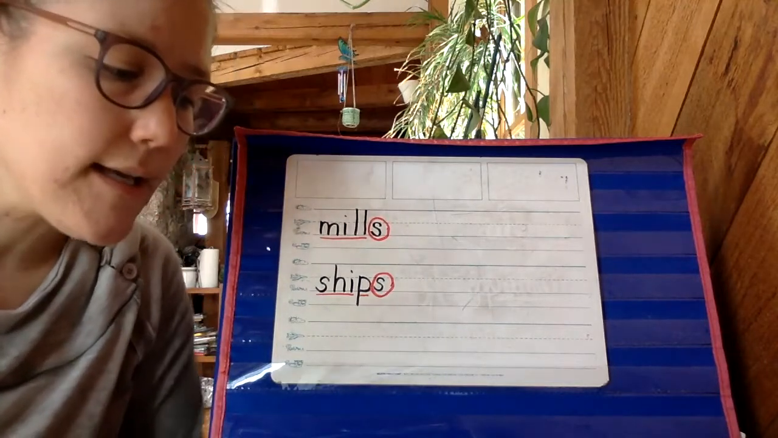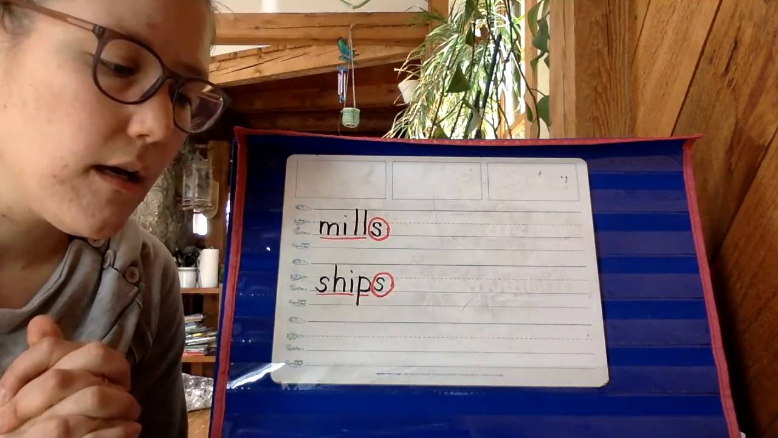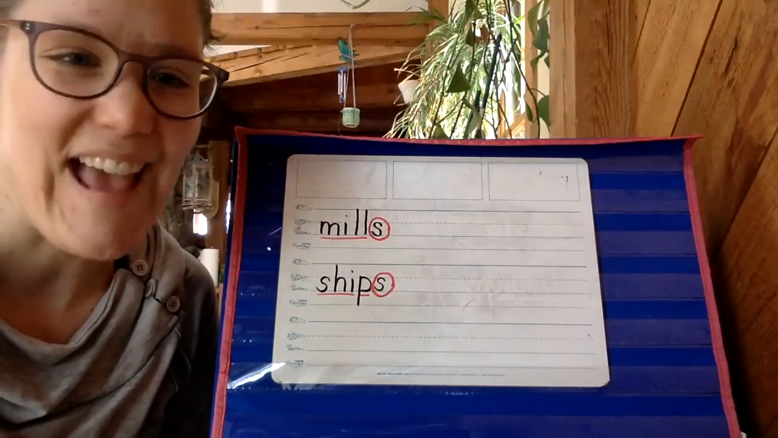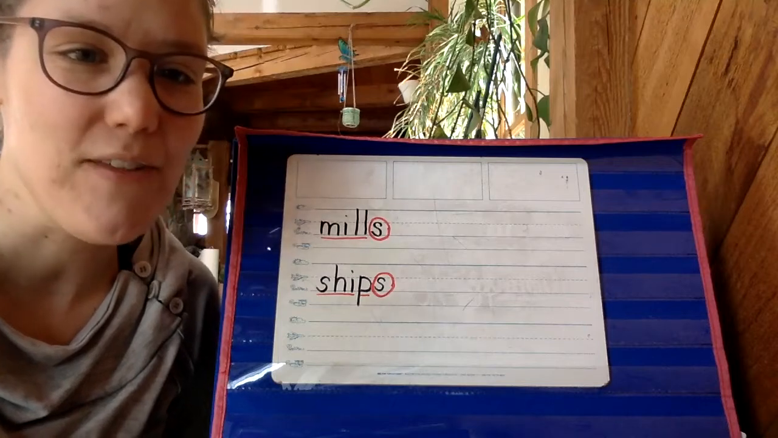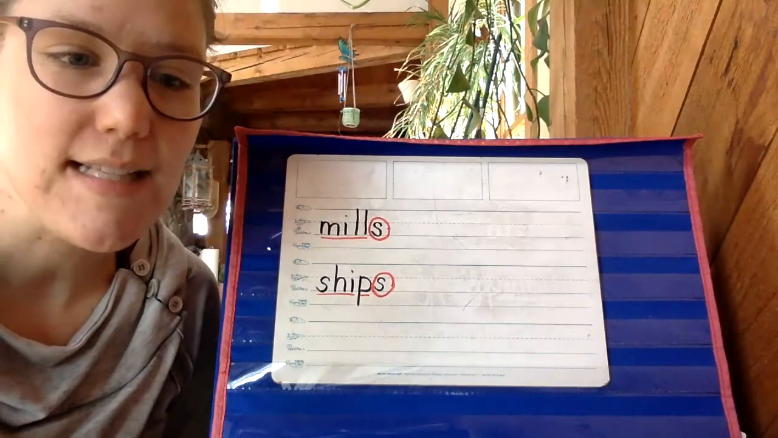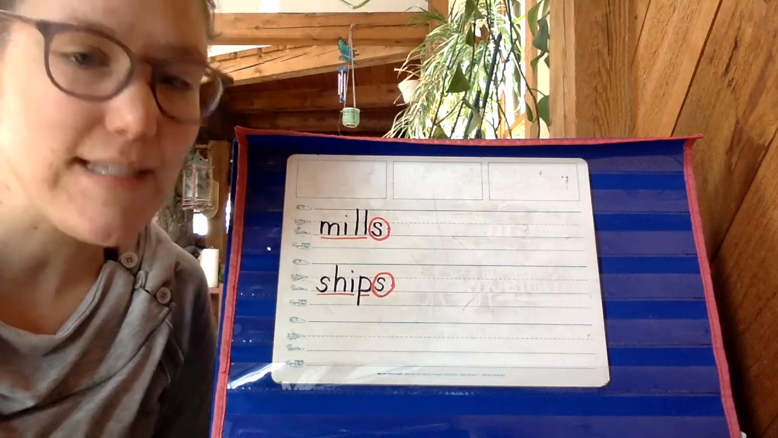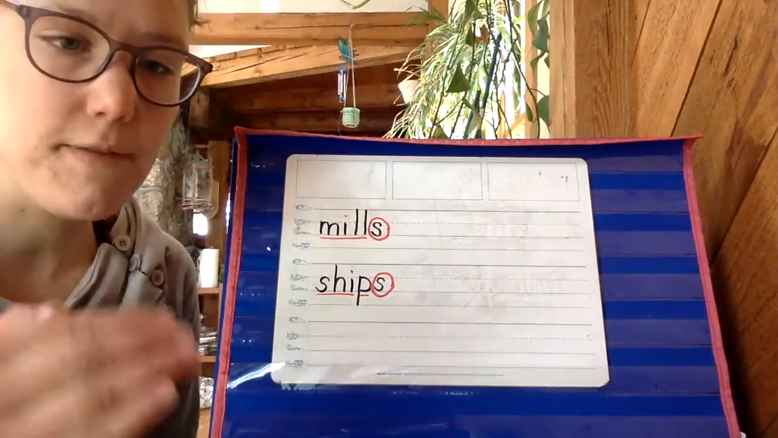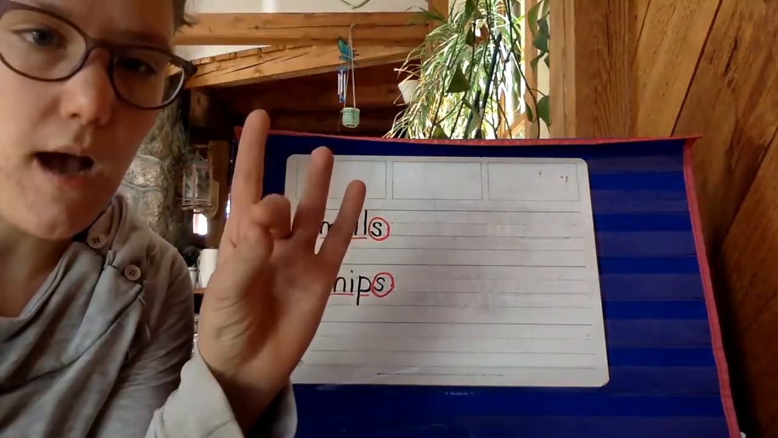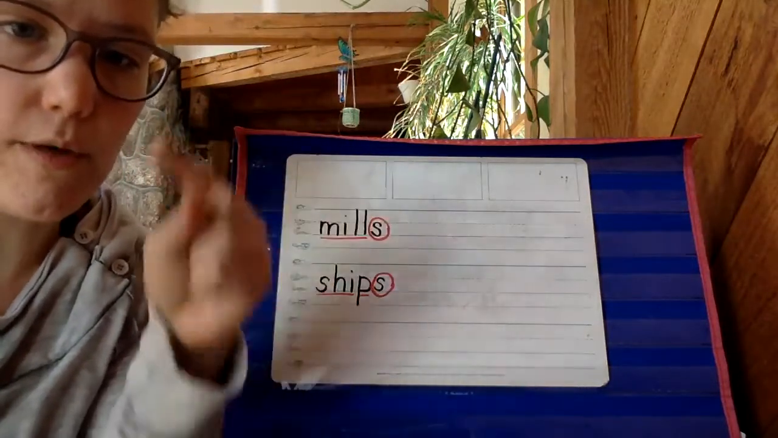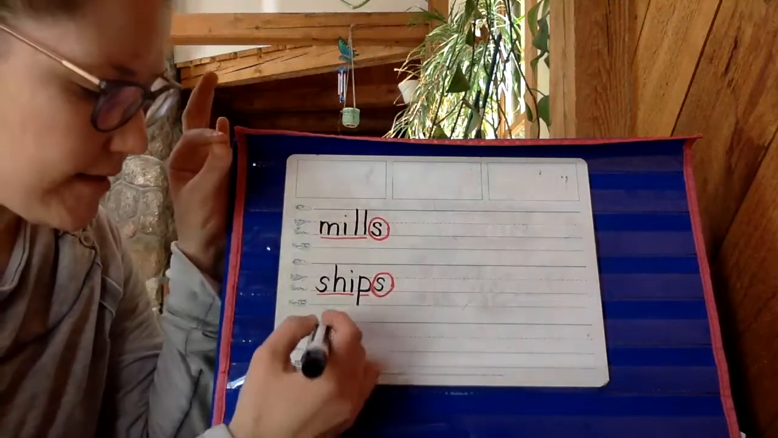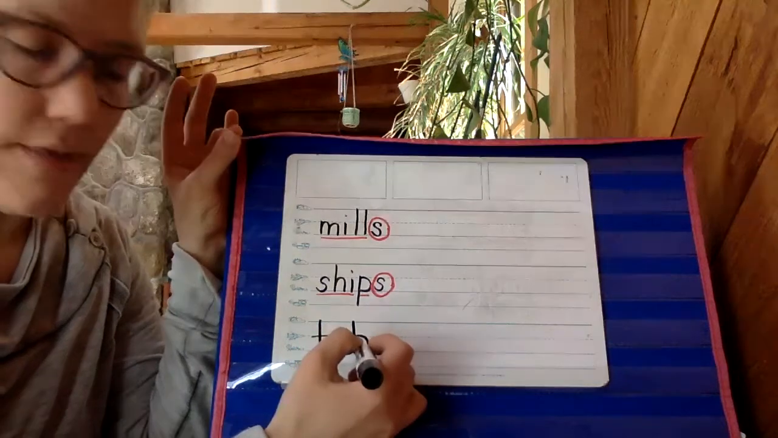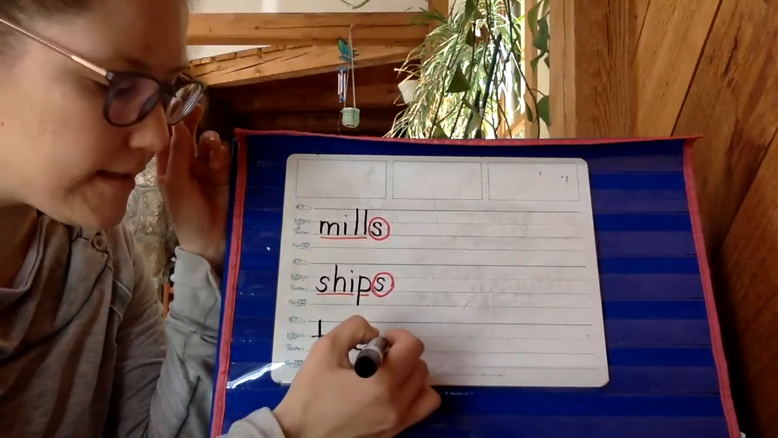Our last word is going to be tubs. Tubs. Now that is a word with a suffix. That suffix sounds like a Z. That suffix S sounds like a Z. So let's do tubs. Take off the suffix, tap out the base word. Tub, the whole word is tubs. Let's write it. The whole word is tubs.